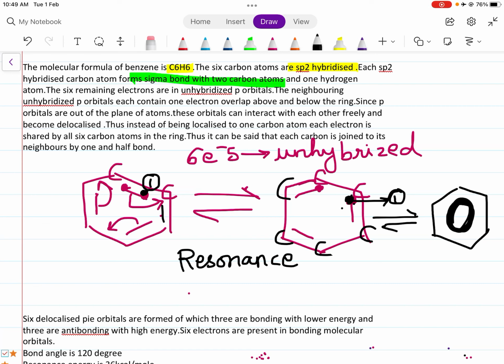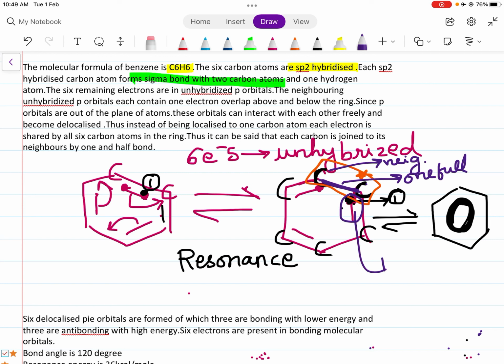Thus, what can we say? We can say that each carbon is joined to its neighbor by a 1.5 bond. Why is a 1.5 bond said? Let us consider these 2 carbon atoms. Let us say that with respect to this star carbon atom, this is the neighbor, correct? So this star carbon atom has one full bond. This is the one full bond, and this is the half bond.